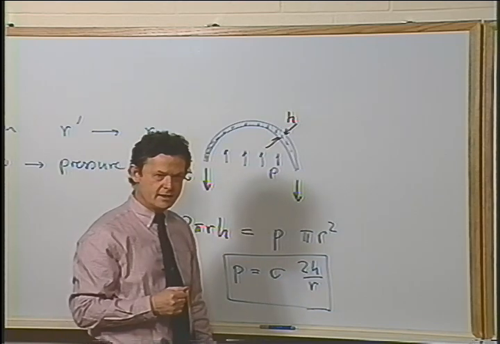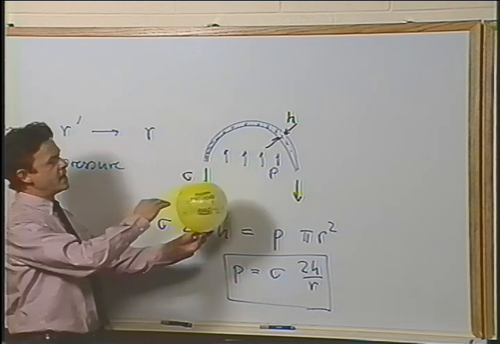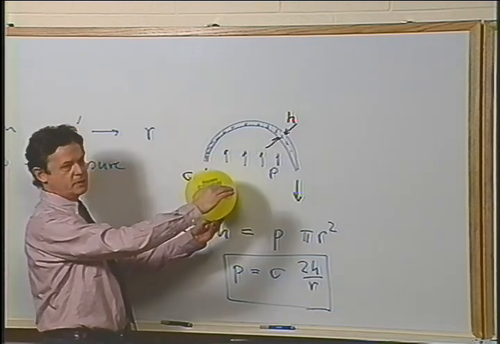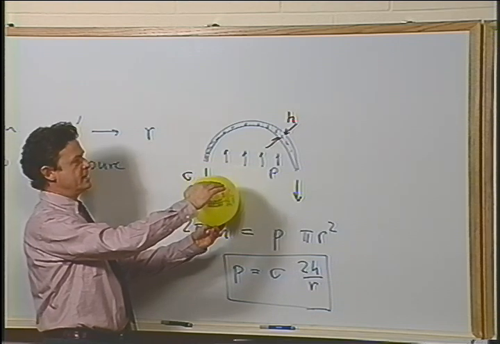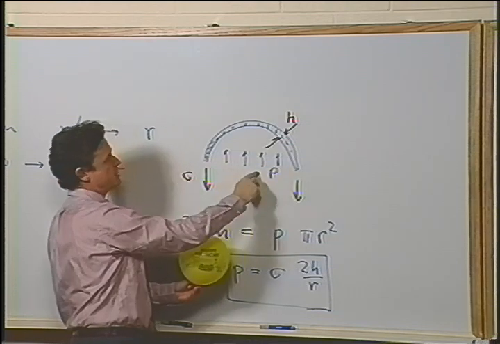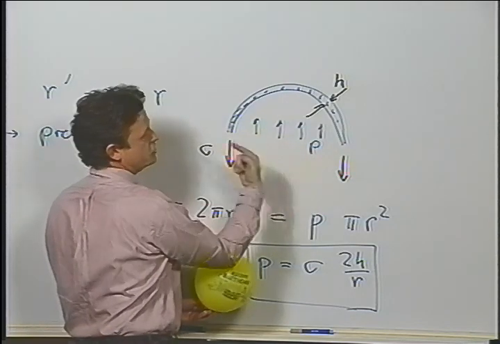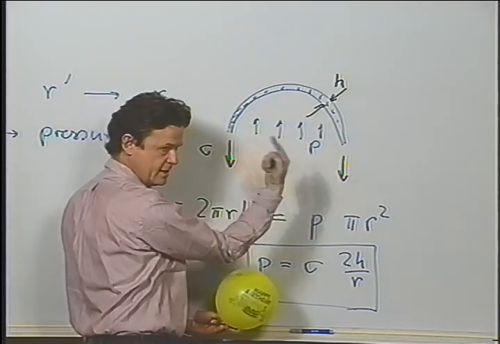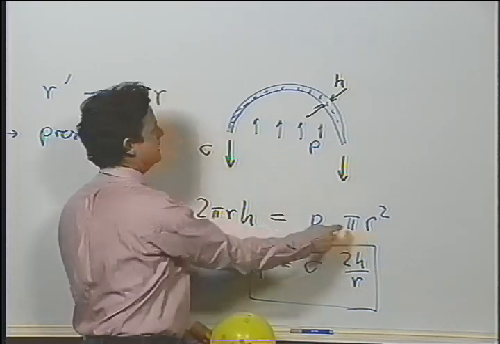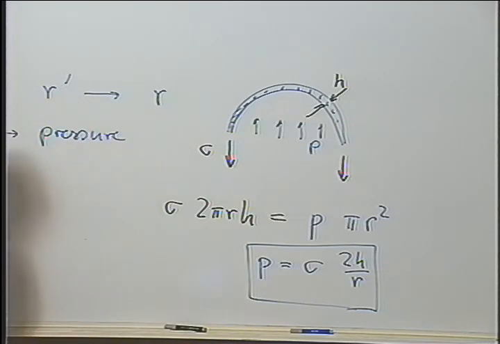Yes? I don't get it. Are you talking about half long? I'm talking about one half of this balloon, and I'm doing a force balance on this half. And the pressure pushes it up, and the pressure is acting on the projected area, which is pi r squared, and the force pulling it down is coming from the skin.